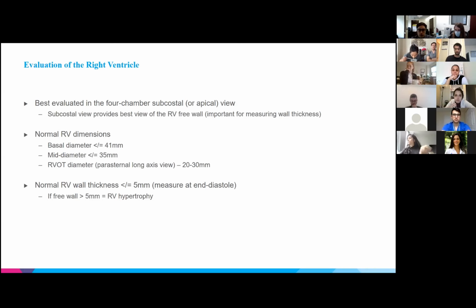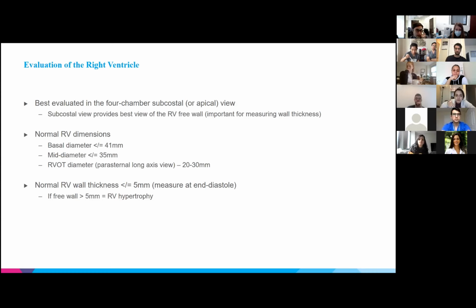In terms of normal dimensions for the right ventricle, we usually measure in 2 separate areas. That's at the base, or closest to the tricuspid valve, and generally the cutoff is 4 to 4.1 centimeters or less. Anything bigger is enlarged. And then we also measure it in a mid-diameter view, and the number that they use in the literature is less than 35 millimeters.